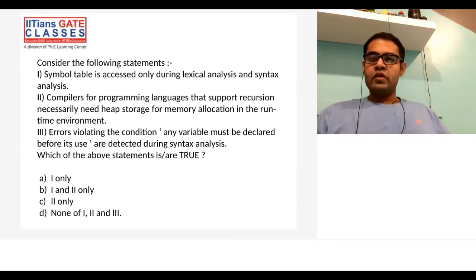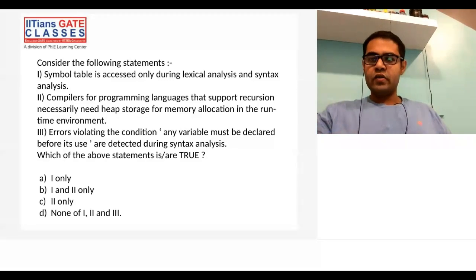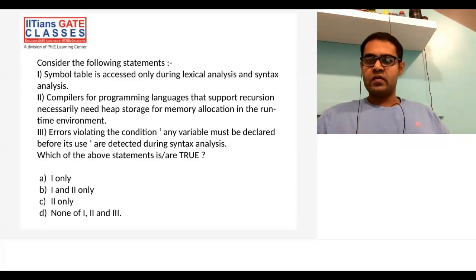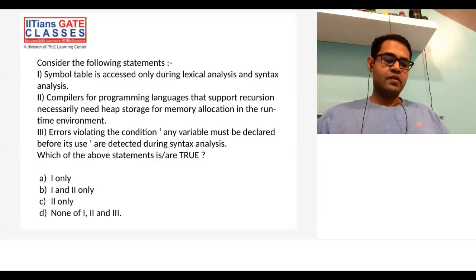You can pause the video, try the problem yourself, and then unpause the video for every question and see the solution. This is the first question which came in GATE 2020 for 1 mark. Please pause the video and try this question yourself. I hope you paused the video, tried the question yourself, and got some idea as to what the question is saying. Let's understand the solution for this.